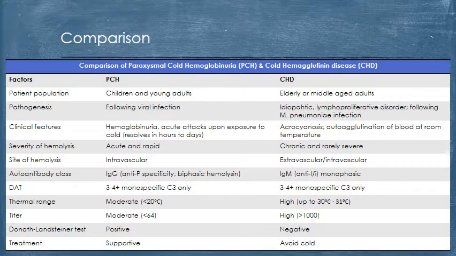Now, if we compare the PCH, again, it usually occurs in kids with cold hemagglutinin disease. So we compare the two, right? Cold hemagglutinin disease includes both the idiopathic and the secondary. Both of them, though, have an anti-I specificity. Okay, so look at the difference here. Be able to tell the difference. This chart just sums it all up. Okay, so you can read through this at your leisure.